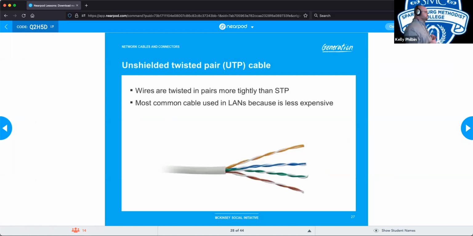This is the most common because for the most part, it is the least expensive. And this is the UTP, or unshielded twisted pair. So you have STP, which is shielded twisted pair, and UTP, which is unshielded twisted pair. It's very similar to the last one, except there is no foil to protect it from electromagnetic interference, or EMI. This is predominantly what you will see in households and many offices. STP is a more expensive cable, and you'll usually see it in industrial settings.